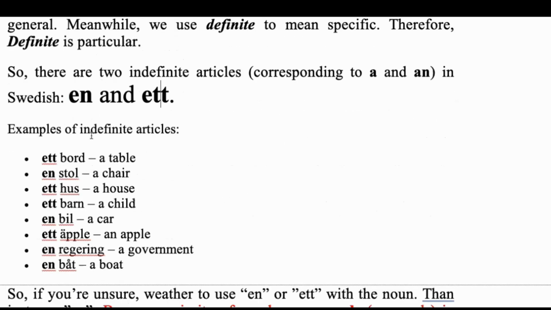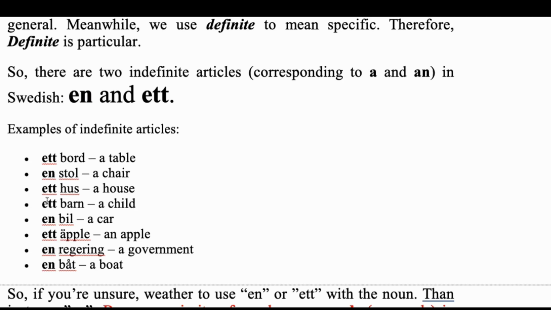So here we have indefinite nouns at first. These are indefinite articles. This is a noun, as you can see, bord. Once you write indefinite nouns, you will always write the article on the left side of the noun in Swedish. For example, this is bord, so I'm placing the article on the left. All these bold articles are indefinite. Ett bord, a table, and en stol, a chair. Ett hus, a house. Ett barn, a child. And en bil, a car. Ett äpple, an apple. And en regering, a government. And en båt, a boat.